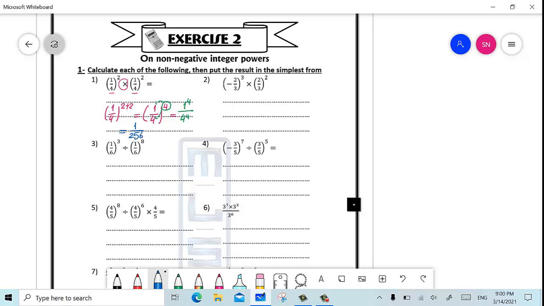The questions that I'm not going to solve now as classwork are going to be solved as homework. So number 2 and number 3 are going to be homework, and I'm going to now solve number 4.